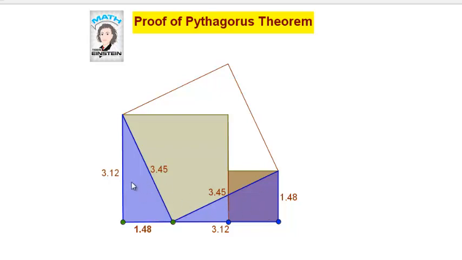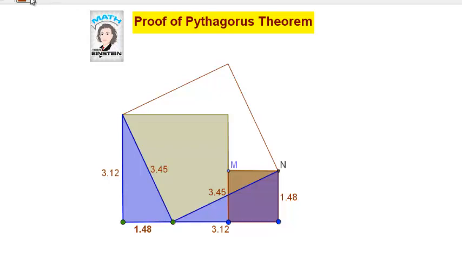You can see this is 1.48 centimeter, here also 1.48. This is 3.12, here also 3.12. The hypotenuse is 3.45, here the hypotenuse is also 3.45. So where is the square for the smallest side, 1.48? The smallest square is here. This is the square along the smallest side, 1.48 centimeter here.